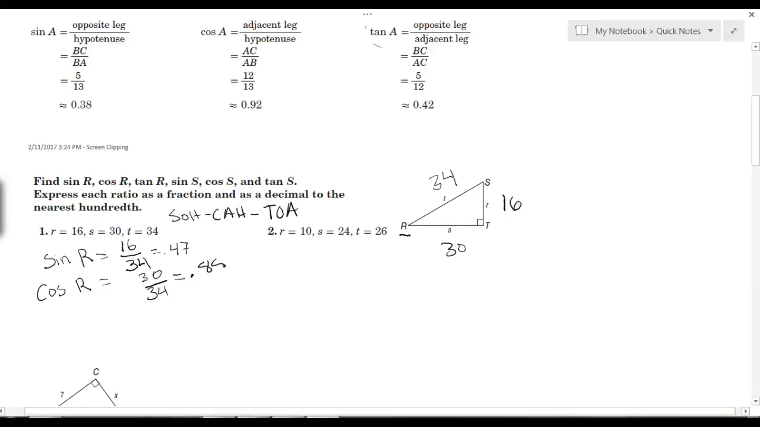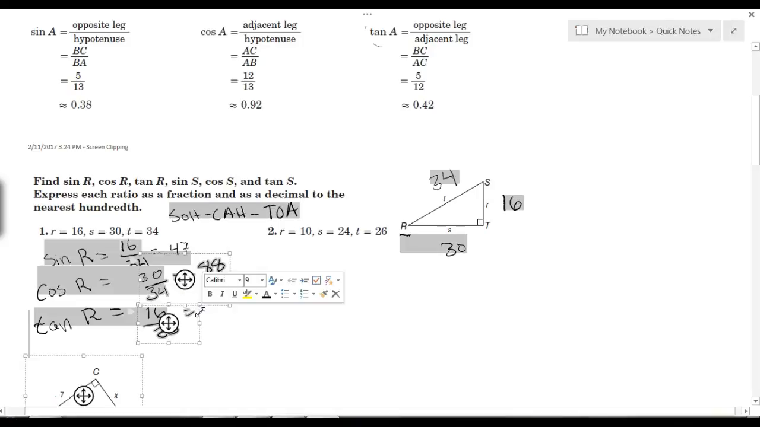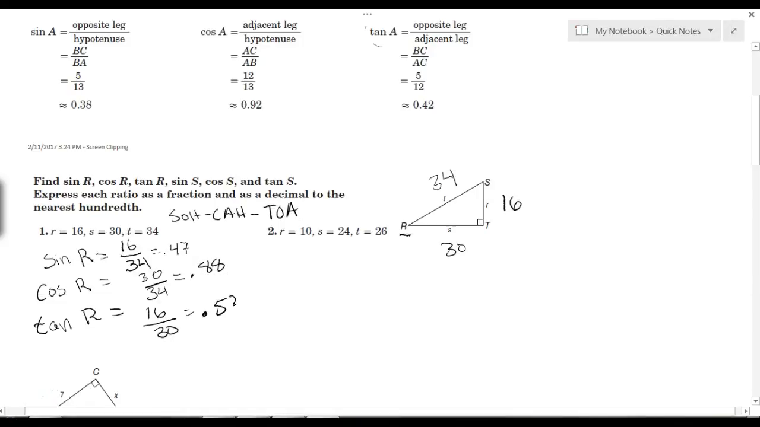Equals 0.88. And then finally, tangent of R equals opposite over adjacent. So opposite is 16, adjacent is 30, so tangent of R equals 16 over 30, which equals, let's take a look, 16 over 30, which equals 0.53. We'll go ahead and write that down. 0.53. I'm actually going to go ahead and cross off this problem, because if we've got R and S, we're getting enough practice here.